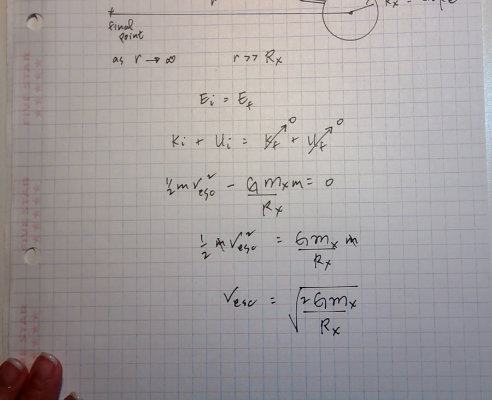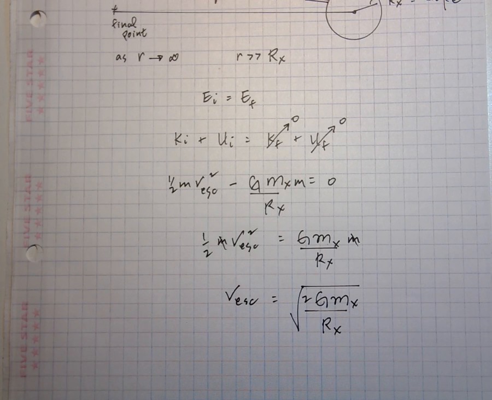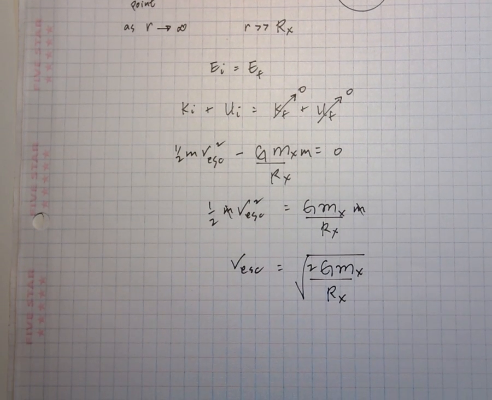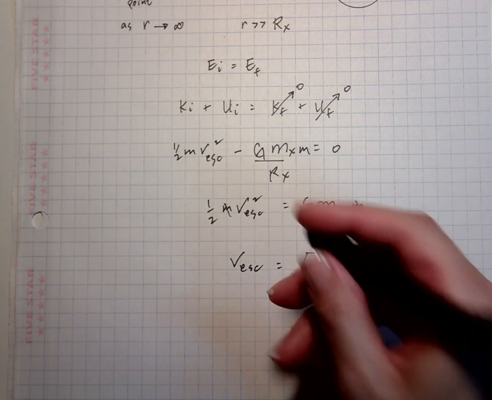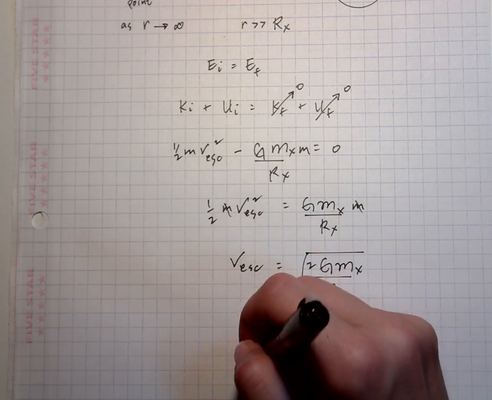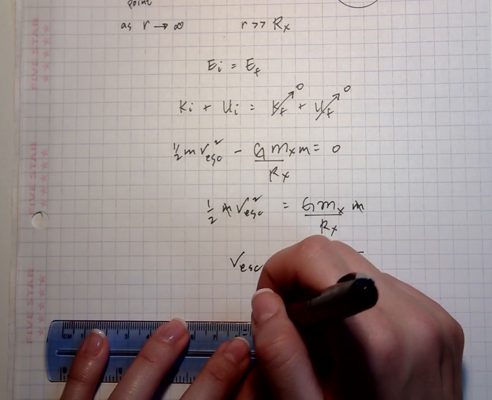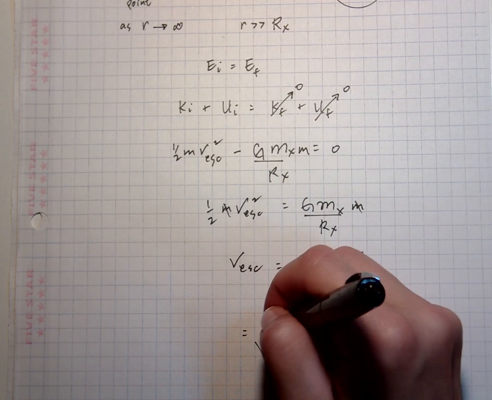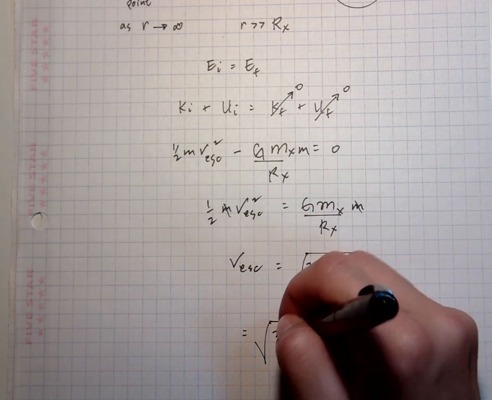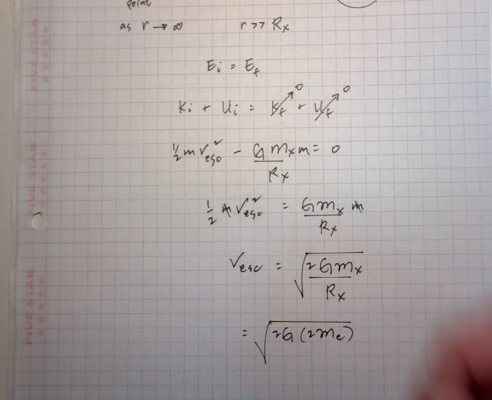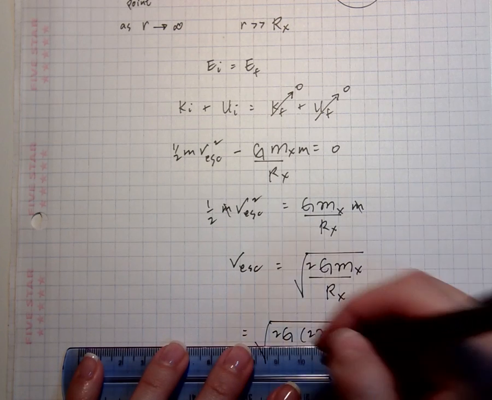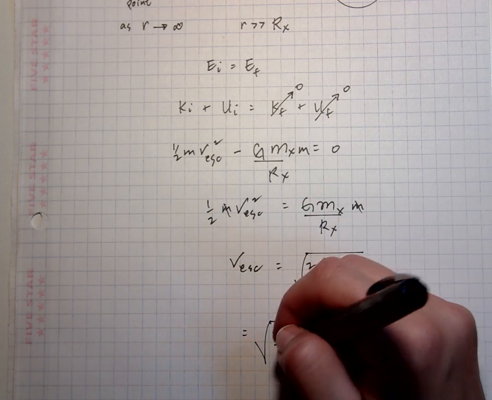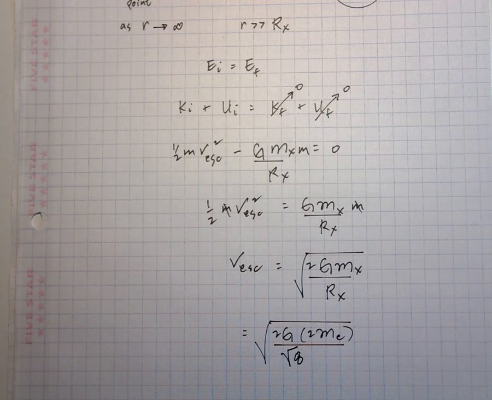But we can make some substitutions, right? Because we know how the mass of planet X and the radius of planet X relate to the mass of the Earth and the radius of the Earth. So let's go ahead and plug those in. So we have 2 times G times twice the mass of Earth divided by the square root of 8 times the radius of the Earth.